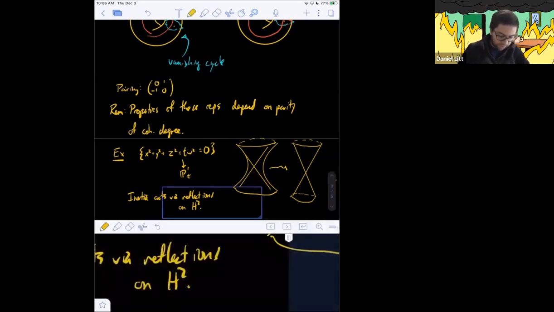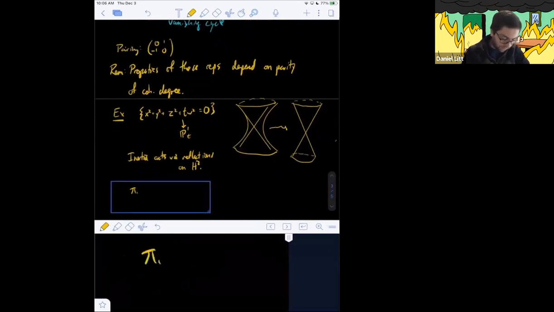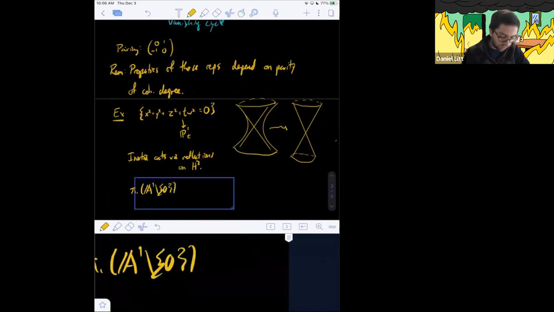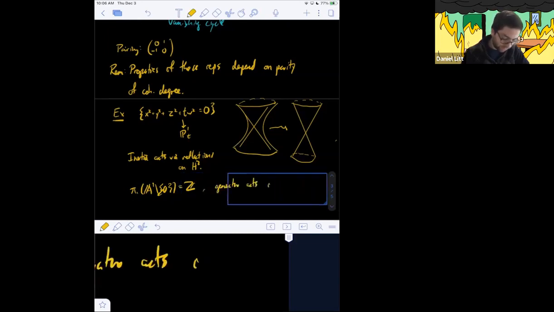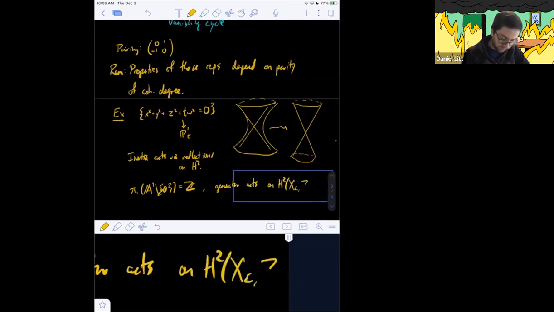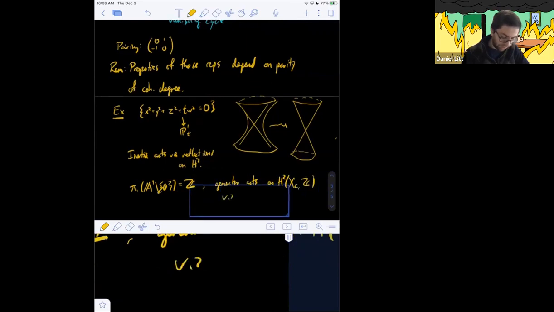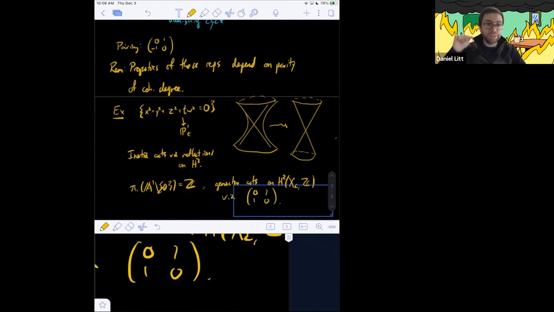So the fundamental group of this is smooth away from 0 and infinity. You look at pi1 of A1 minus the origin. This is Z, and the generator acts on H2 of X_t via the matrix 0, 1, 1, 0. So it's fun to work this out. This is something you really should try to get a handle on.